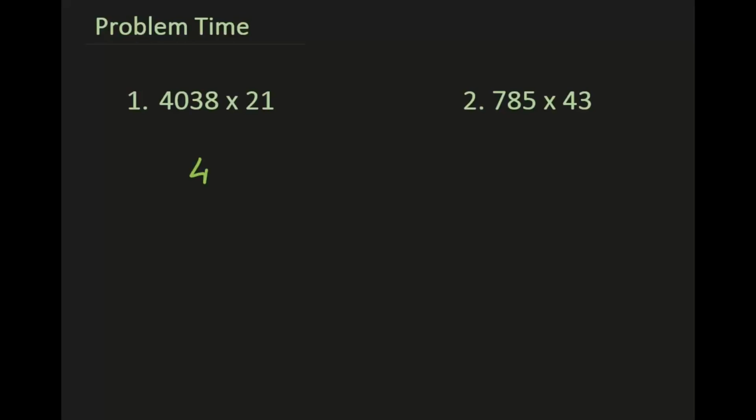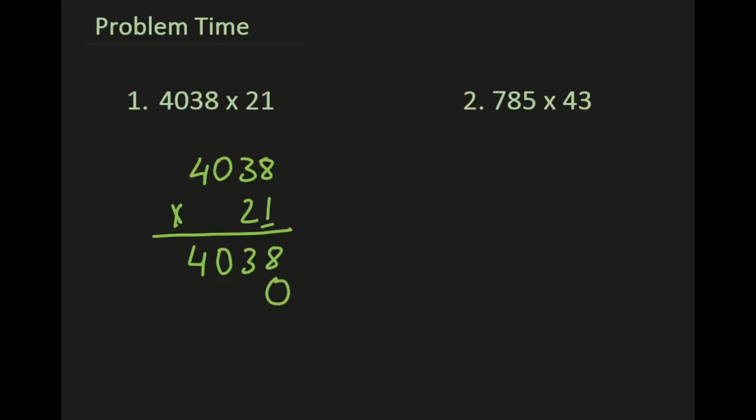So we have 4,038. You can do whichever method you like. I'm going to do this one. So first off, we have 1. So that means we're just going to write down the same thing. So 4,038, and then we have a 2 here. So now let's multiply. So we obviously have to put a 0 there.